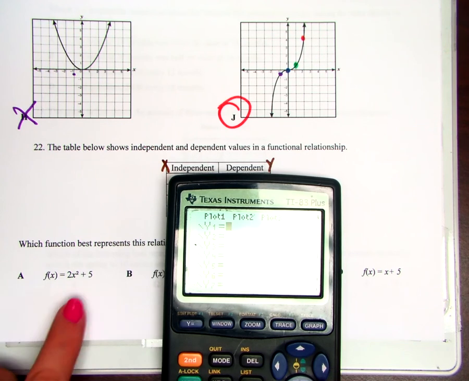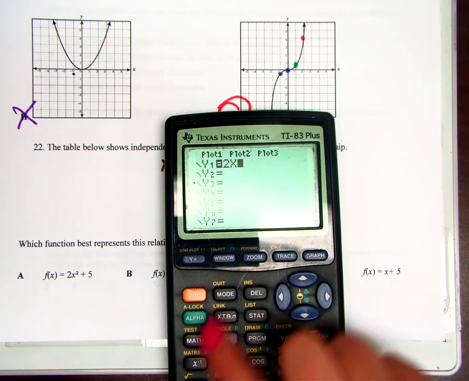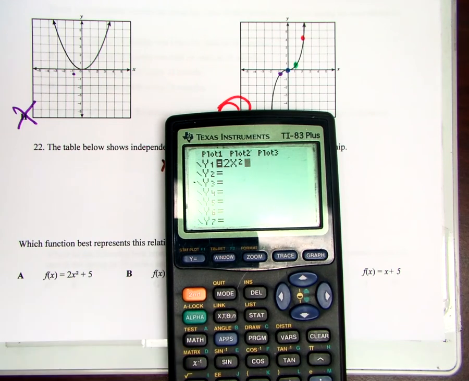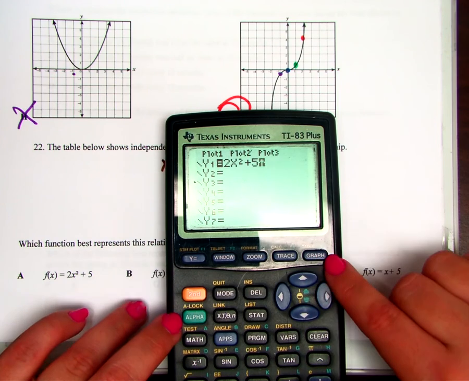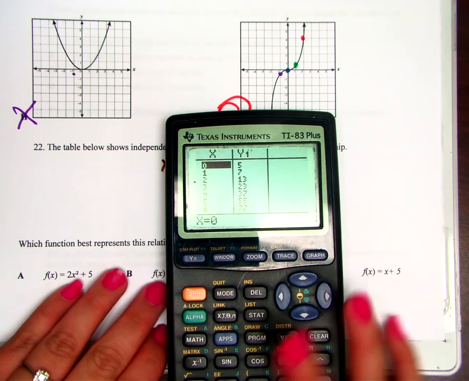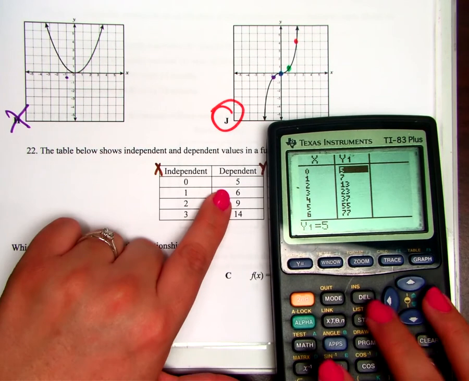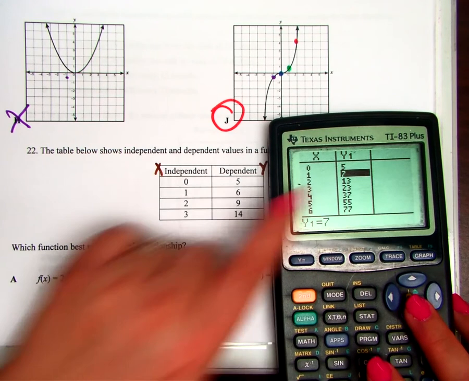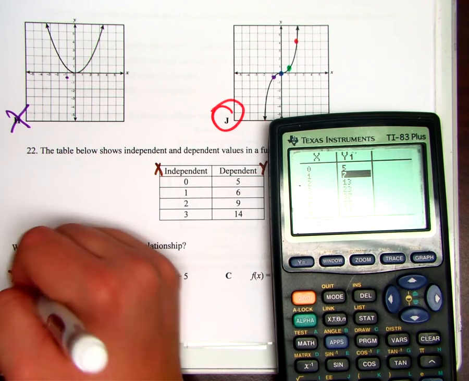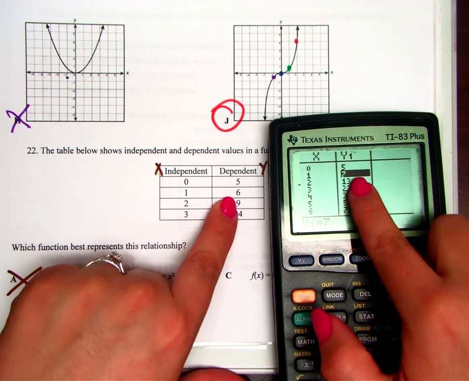I'm going to go to my y equals, and you want to put this equation into the calculator first, exactly how you see it. Remember, f of x is just another way of saying y. So 2x squared plus 5. I'm going to go to my table by pushing second graph, and I'm going to compare these two tables. So when x was 0, my y should be 5, which it is. When 1, I should have 6, not 7. So automatically I can cross out A. It's not A because when x is 1, it is not 6 on my y.